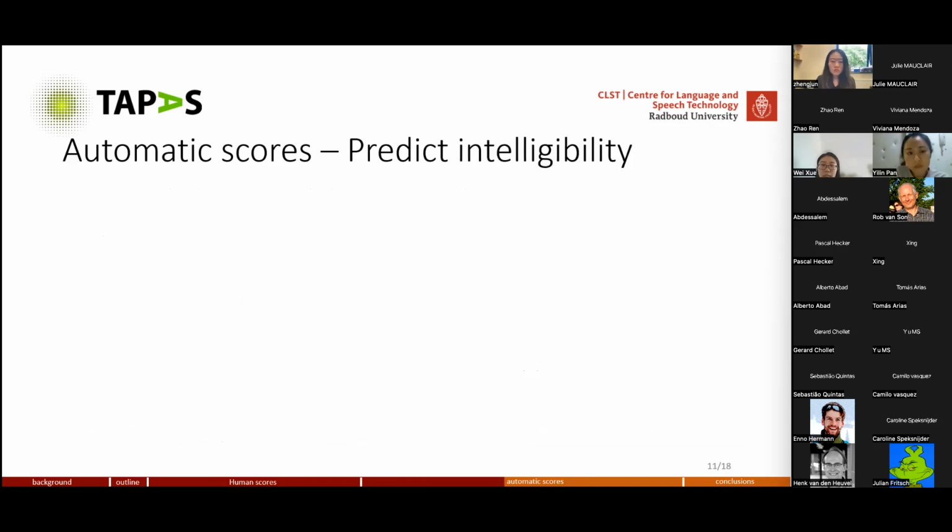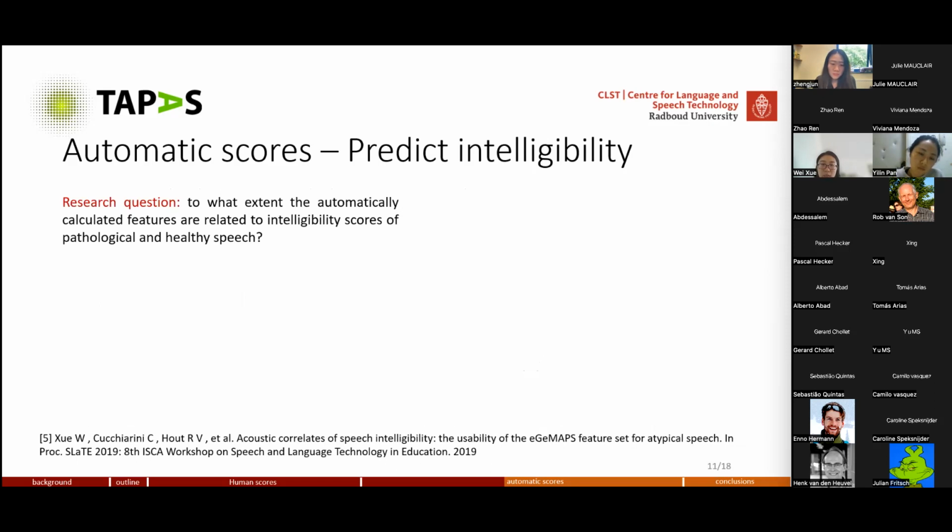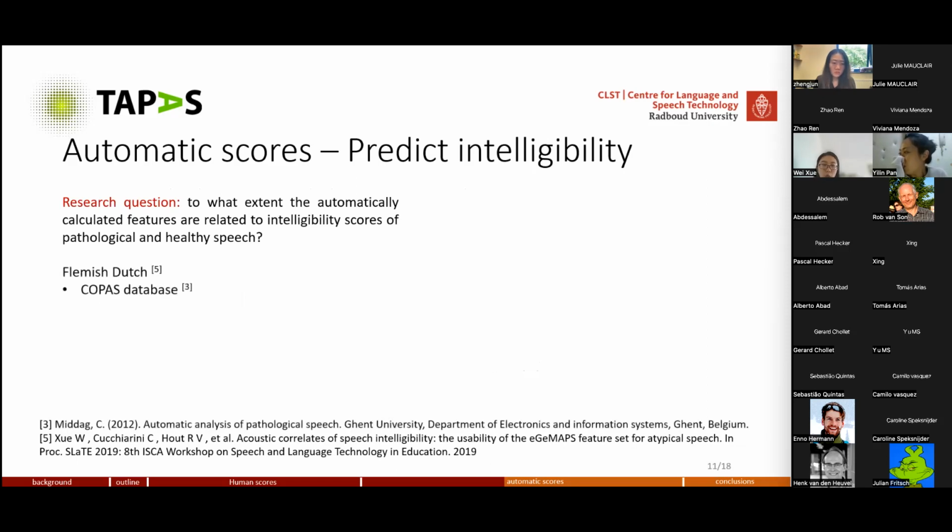So my second study is to predict intelligibility at the phoneme level. This study has been published in the Proceedings of the SLaTE workshop in 2019. In this study, we explored to what extent these automatically calculated features are related to intelligibility scores of pathological and healthy speech. So this study used a different data set and feature set from the previous study. Specifically, we used the TAPAS data set with more speakers.